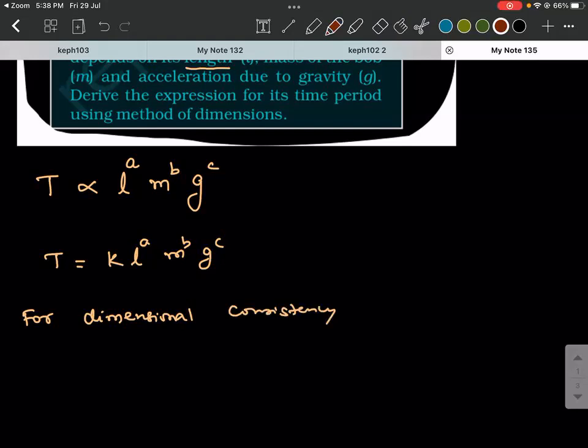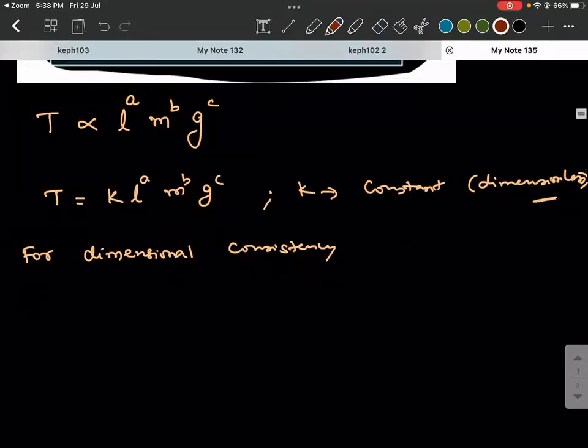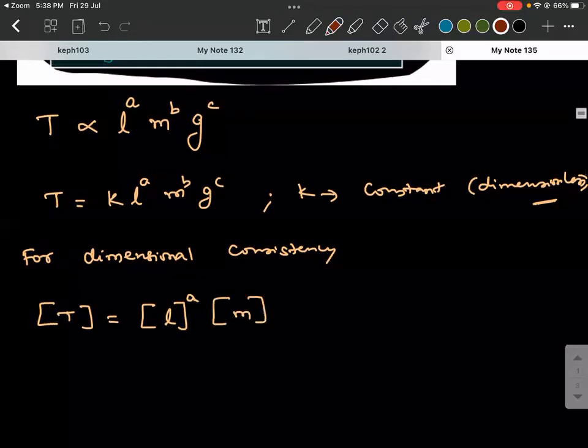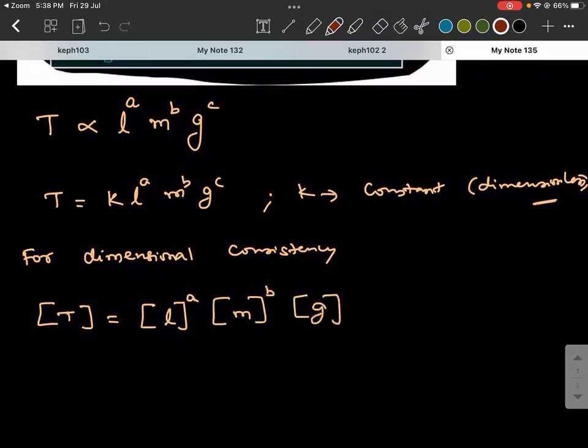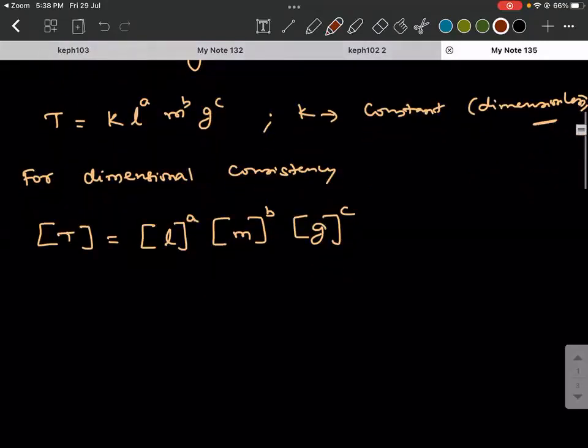Did you understand? What is that K called as? K is some constant, and how is that constant supposed to be? It should be a dimensionless quantity, means it should not have any values associated with them. It should not have any unit or dimension. So for dimensional consistency, I can say dimensional formula of T should be equal to dimensional formula of L power A into the dimensional formula of M raised to the power B into the dimensional formula of G raised to the power C. Is that right? So what is the dimensional formula of time?